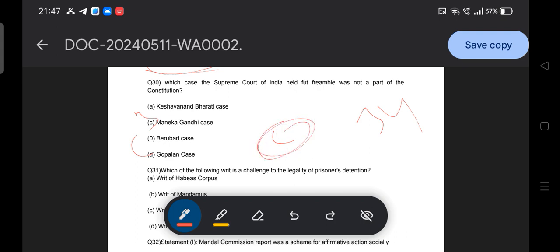Okay, so Keshavananda Bharati case talks about preamble is part of the constitution. Then, with that development, the LIC of India case, 1995, also says that the preamble is part of the constitution. And the Gopalan case is related to what? The Gopalan case is related to Article 21, with respect to due process of law. That is how, we all know. So question number 34, option C is the answer.